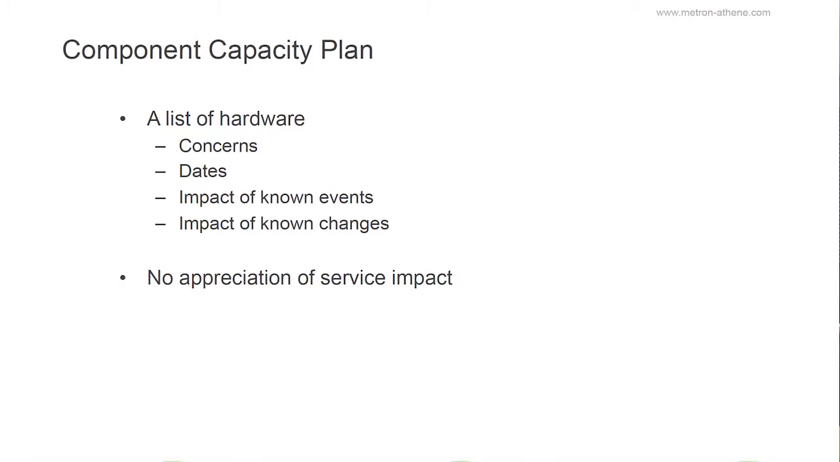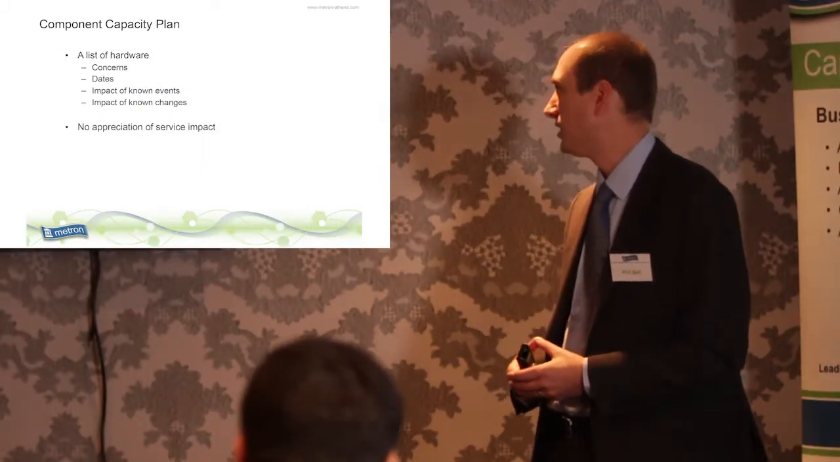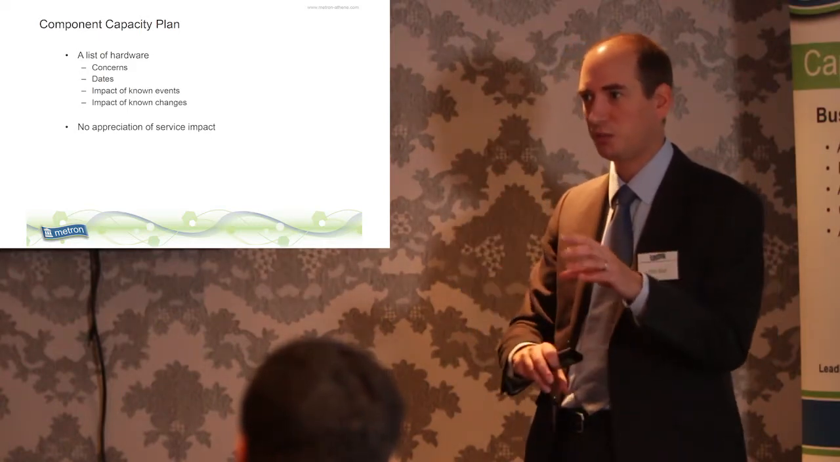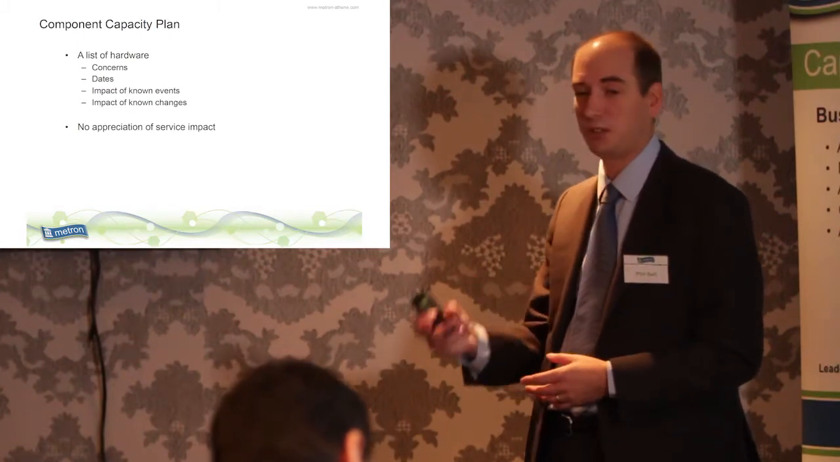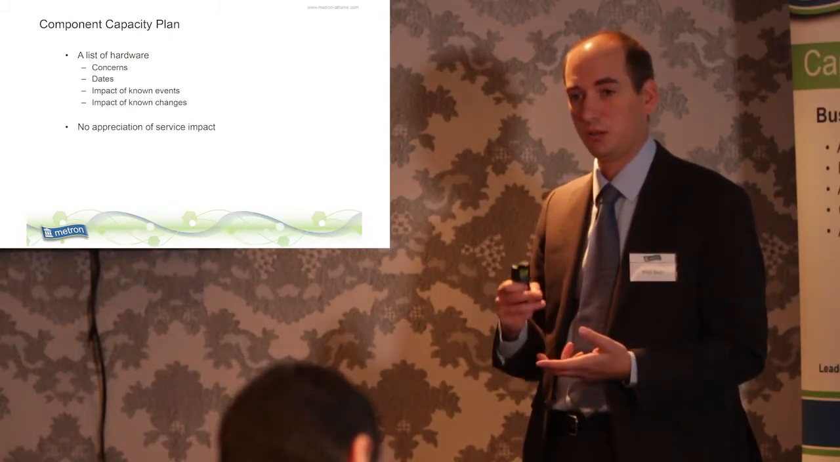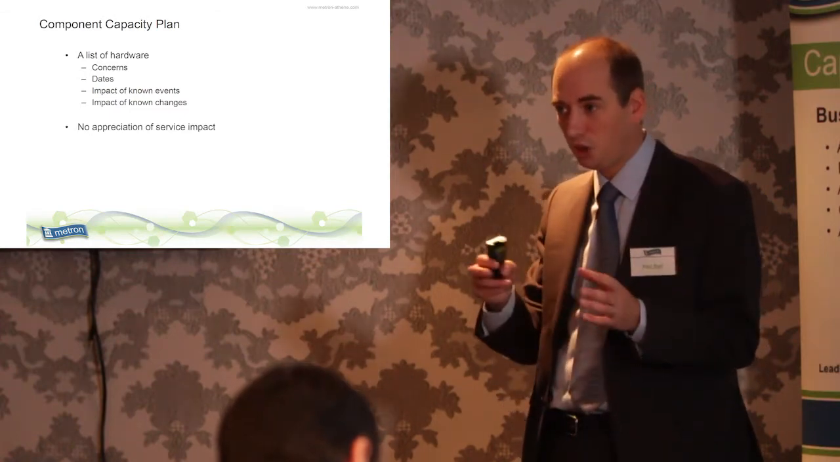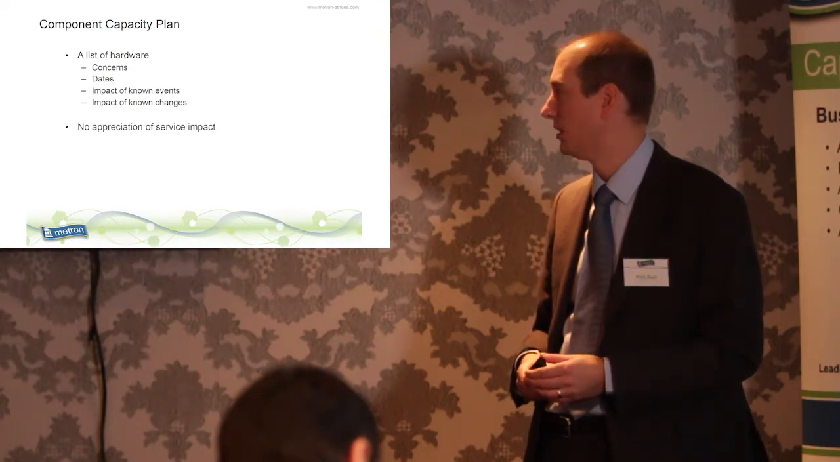The capacity plan is one of the main outputs from your capacity management process. When you're only at the component level, it's essentially going to be a list of hardware. There'll be some introductions and a few bits and bobs around it, and conclusions and stuff. But at its base level, it's going to be a list of hardware, what you're worried about, when you're worried about it, what you're going to do about it. And not a lot else in terms of that when we're just dealing with components.